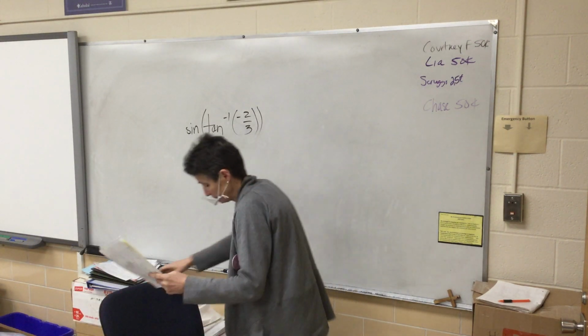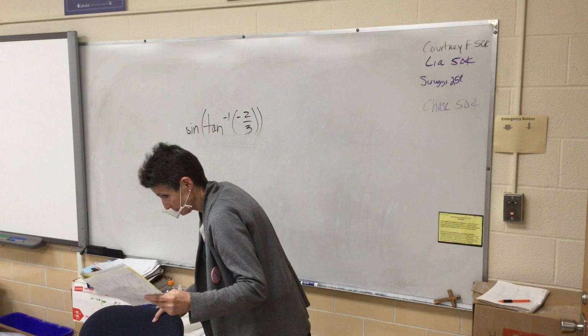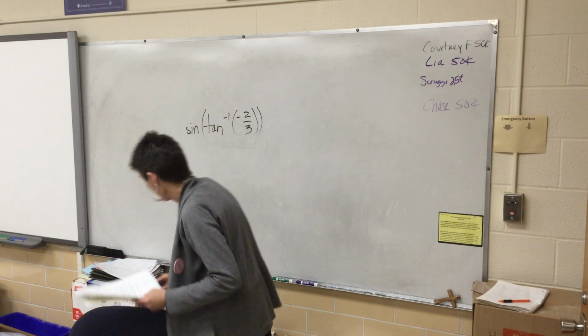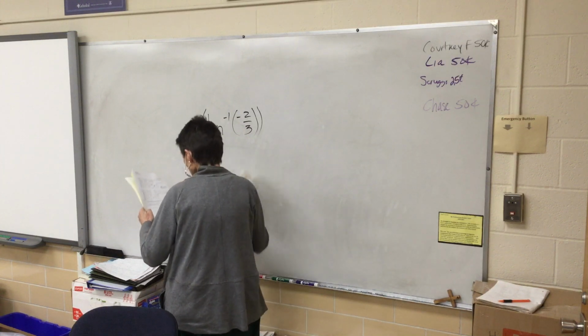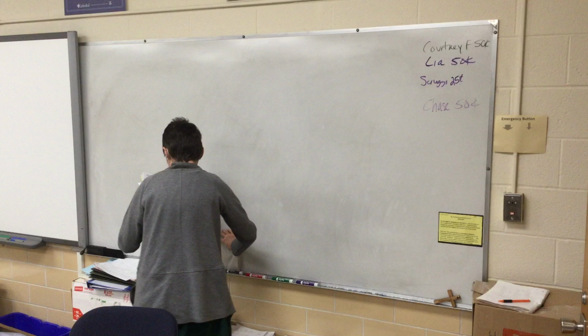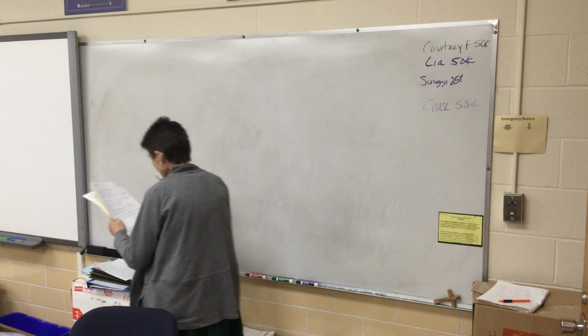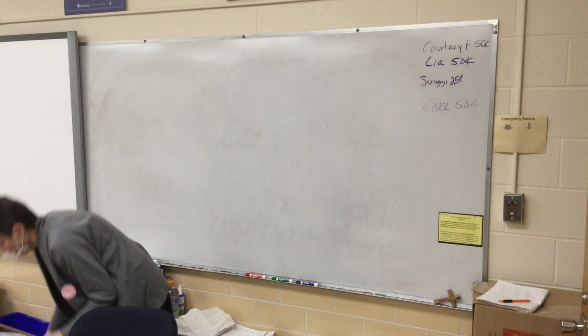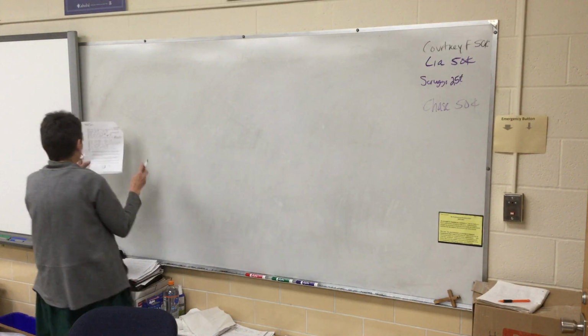So let's pick up where we left off yesterday, which was with problem D, when we're finding the angle of depression of a goose. All right, so here we go.